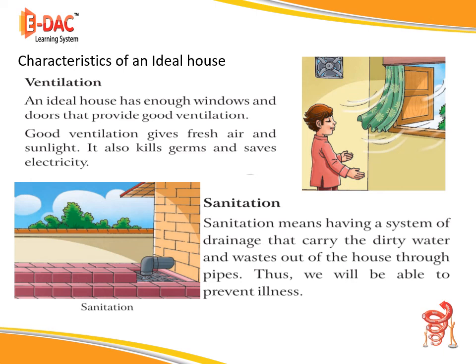Another characteristic of an ideal house is sanitation. Sanitation means having a system of drainage that carries the dirty water and waste out of the house through pipes. Thus, we will be able to prevent illness.